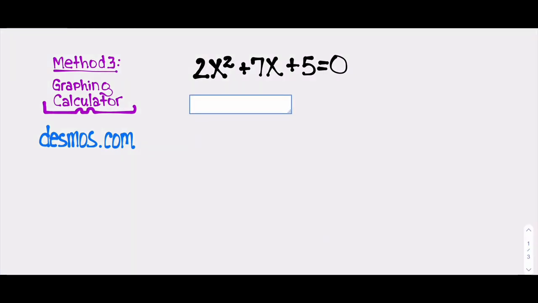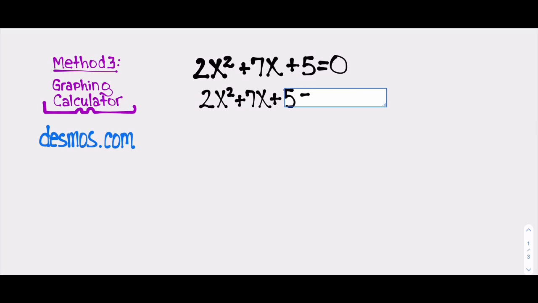When you want to use the graphing calculator to solve an equation, you want to first make sure that all of the terms are on the same side of the equal sign. In this particular case, that is already true. So the next thing that you want to do is replace the 0 with the y. In doing that, what we've really done is we let the y equal 0.